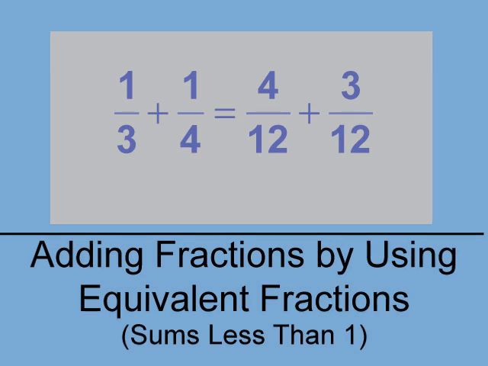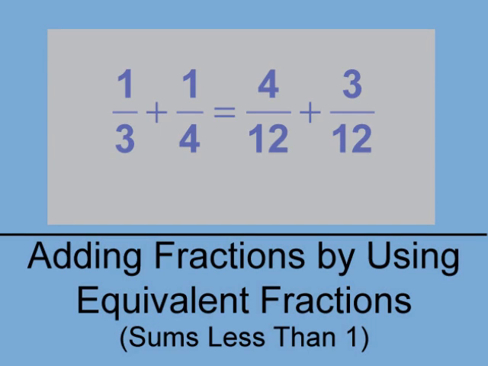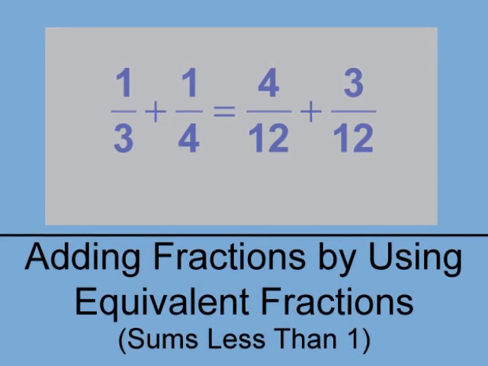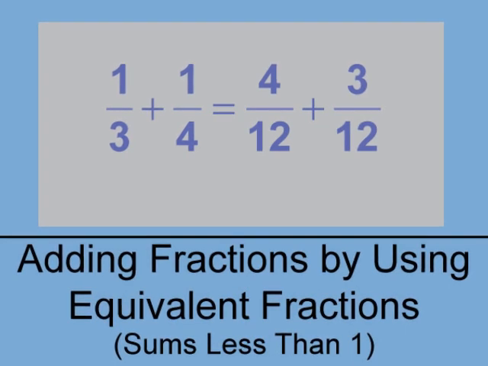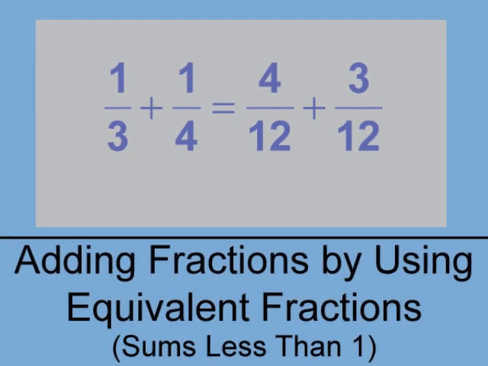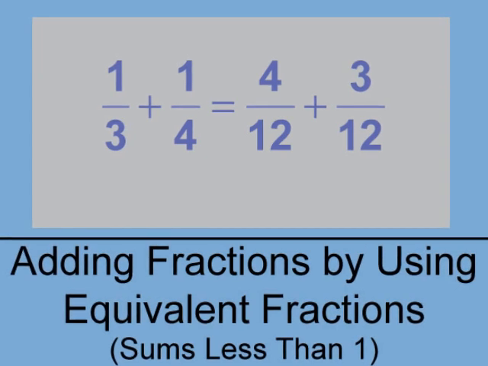An effective technique for adding fractions with unlike denominators is to generate equivalent fractions in order to find a common denominator. In this video, we will use this technique to add two fractions with unlike denominators. In each case, the fraction sums are less than 1. Let's start with an example.